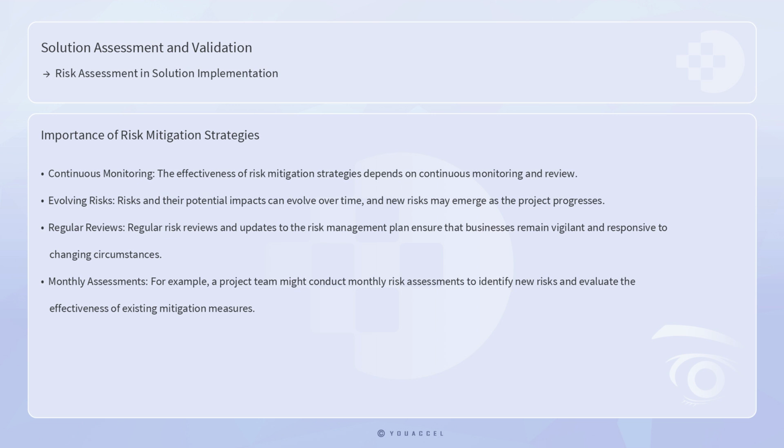The effectiveness of risk mitigation strategies depends on continuous monitoring and review. Risks and their potential impacts can evolve over time, and new risks may emerge as the project progresses. Regular risk reviews and updates to the risk management plan ensure that businesses remain vigilant and responsive to changing circumstances. For example, a project team might conduct monthly risk assessments to identify new risks and evaluate the effectiveness of existing mitigation measures.